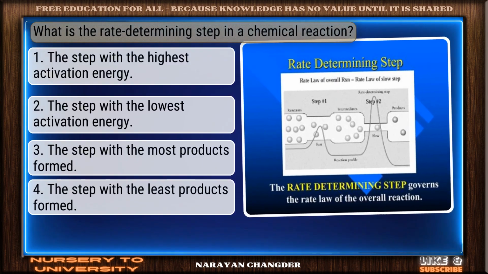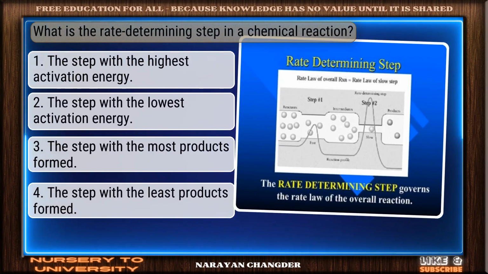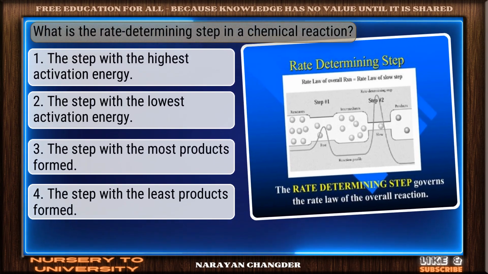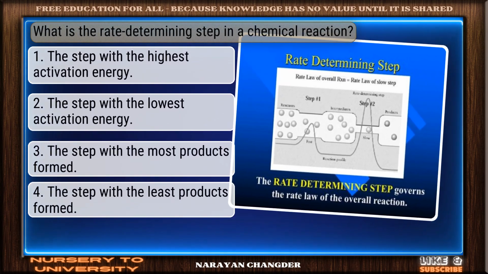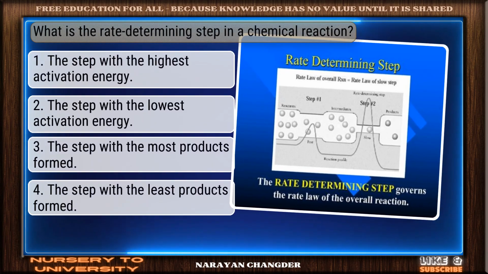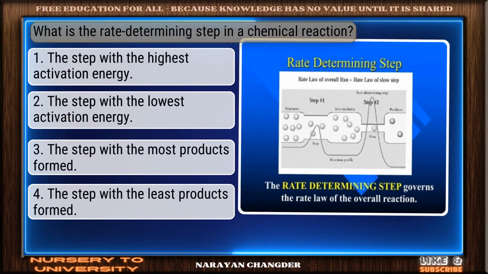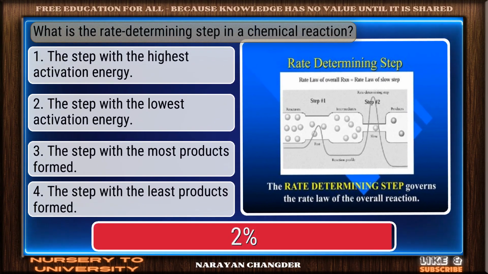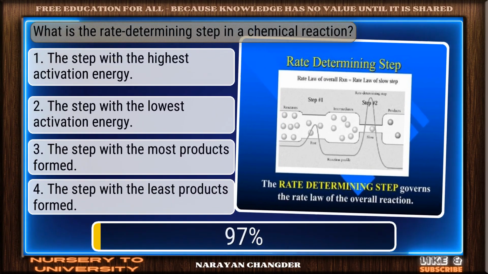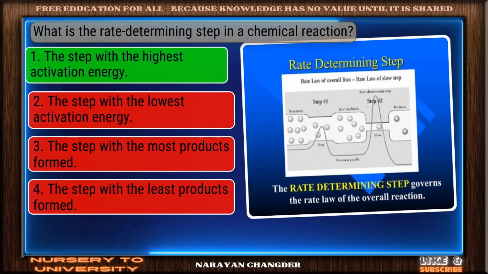What is the rate-determining step in a chemical reaction? Option 1, the step with the highest activation energy. Option 2, the step with the lowest activation energy. Option 3, the step with the most products formed. Option 4, the step with the least products formed. Great job. The step with the highest activation energy.